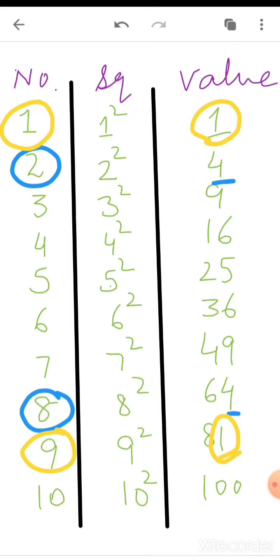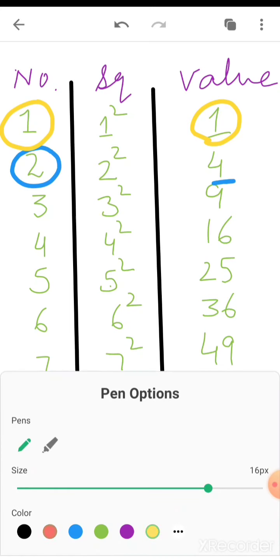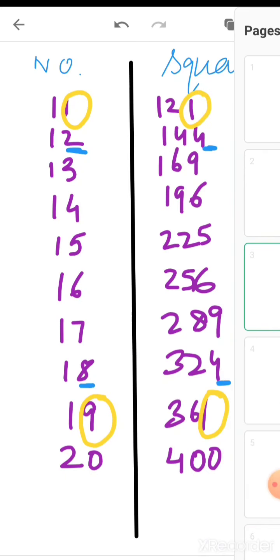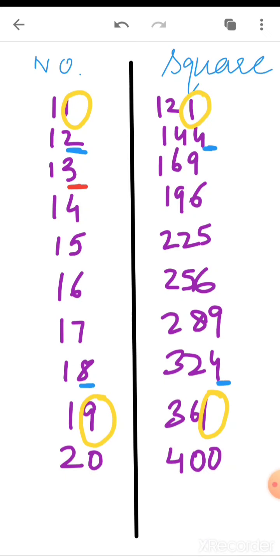Then a number ending with 3 or 7. If a number ends with 3 or 7, its square will end with 9 always. You can see that, right? If a number ends with 3 or 7, its square ends with 9. Let us check in the other set also. 3 or 7, the square ends with 9.